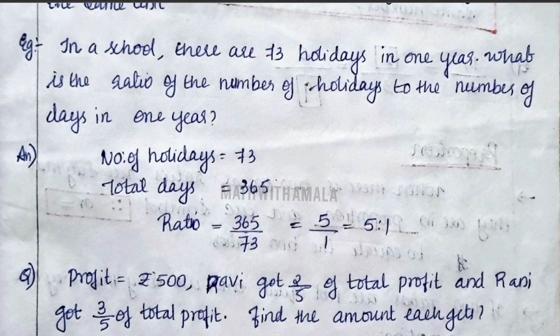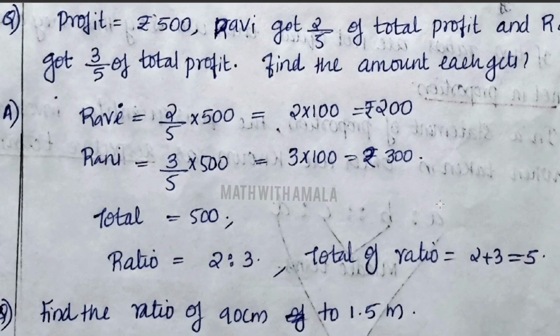In the next question, profit equals rupees 500. Ravi got 2 by 5 of the total profit and Rani got 3 by 5 of the total profit. Find the amount each gets. So Ravi has 2 by 5 of the total, and "of" means multiplication. So 2 by 5 into 500, that is 2 into 100, that is 200 rupees. Then Rani: 3 by 5 into 500, that is 3 into 100, that is rupees 300.